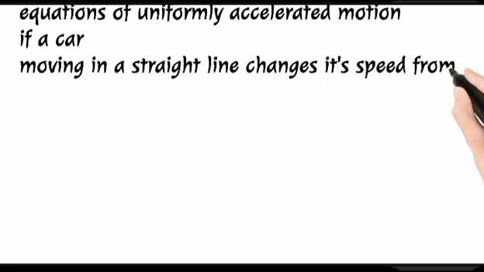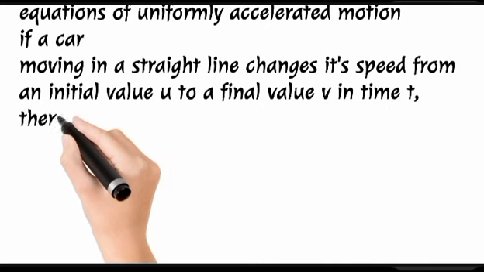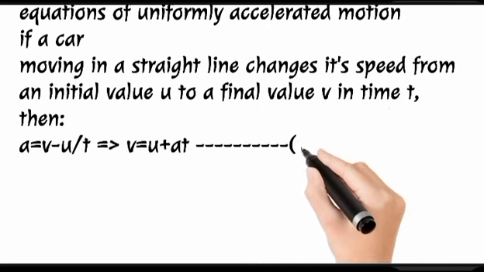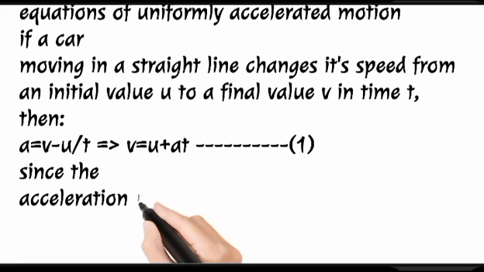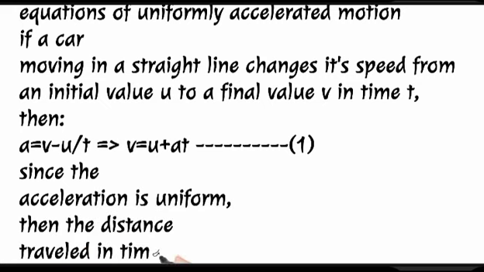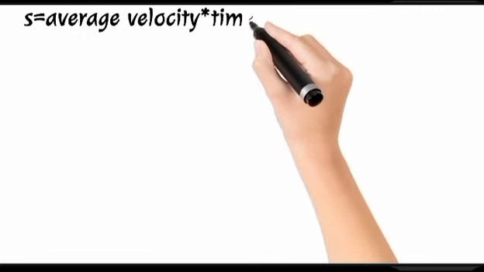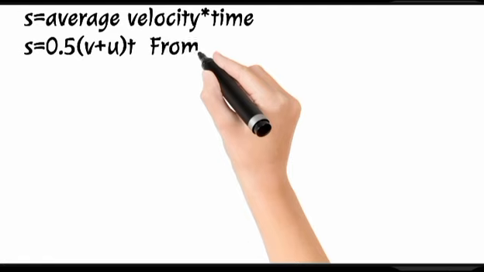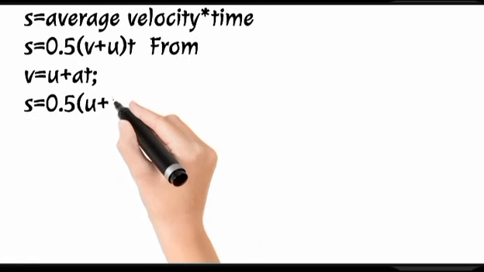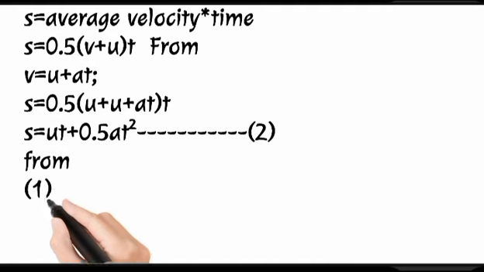If a car moving in a straight line changes its speed from an initial value u to a final value v in time t, then the acceleration can be given by v minus u all over t, giving v as at plus u. Since the acceleration is uniform, the distance traveled in time t, s, can be given by the average velocity times the time, which gives s as half of u plus v times t.